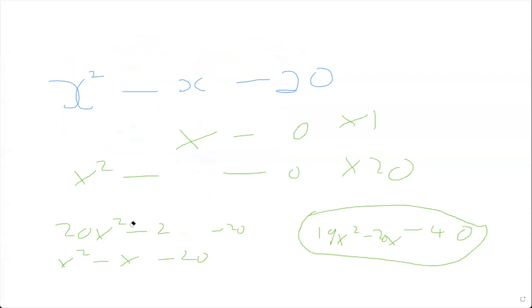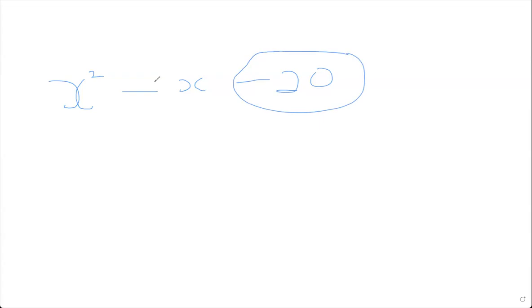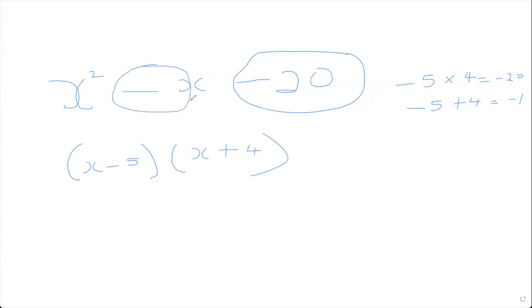So let me just rub what you wrote down here. So you circle it. What can you multiply to get minus 20, and when you add them together, it's going to be minus 1? Minus 5 times 4 gives you minus 20. Minus 5 plus 4 gives you minus 1. So it's going to be x minus 5, x plus 4. That's all. So can you see, what can you multiply to get minus 20, and when you add them together, you're going to get minus 1?